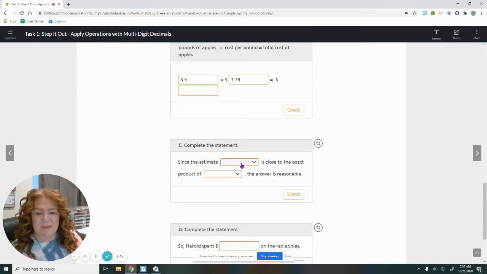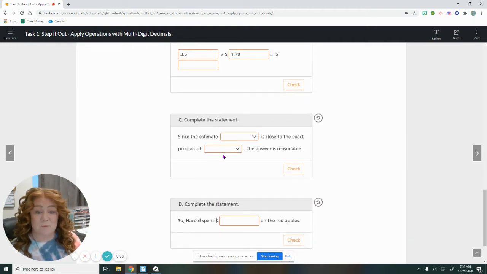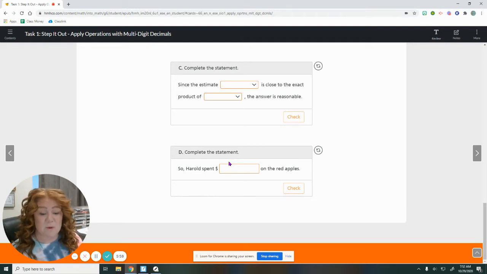So since the estimate, was it close or was it not? So look back up at our estimate that we got here and decide if it was reasonable or not. And then tell me how much money Harold spent on the apples. So go ahead and finish up those questions on task 1 and then head over to task 2 when you're ready.